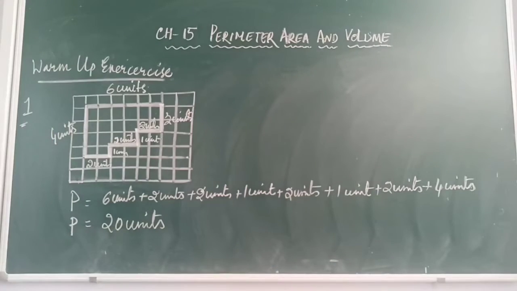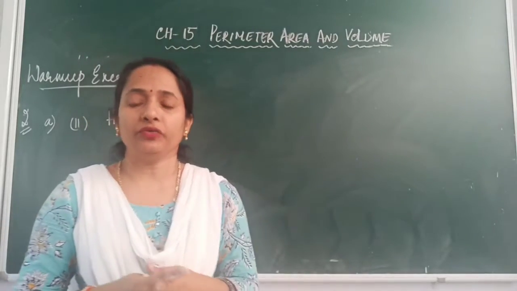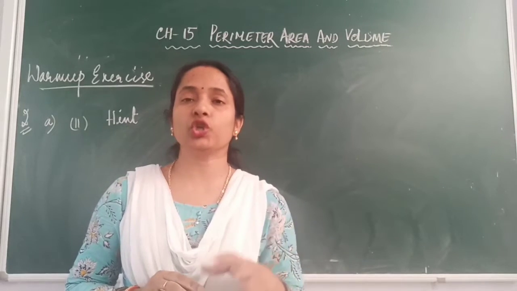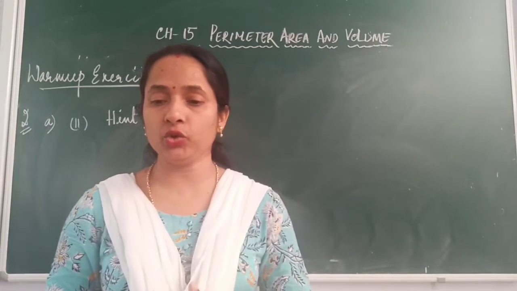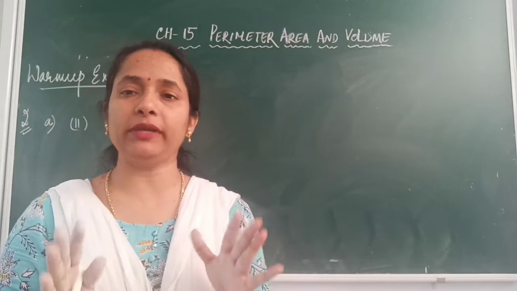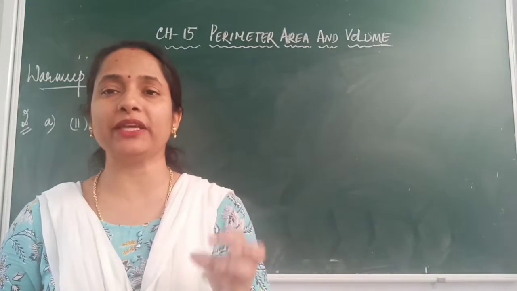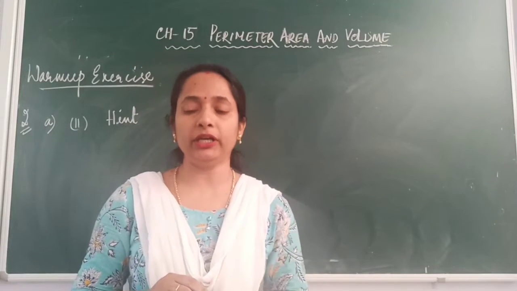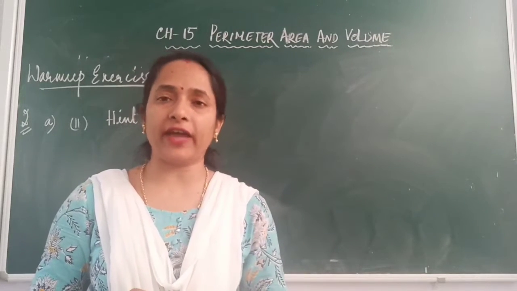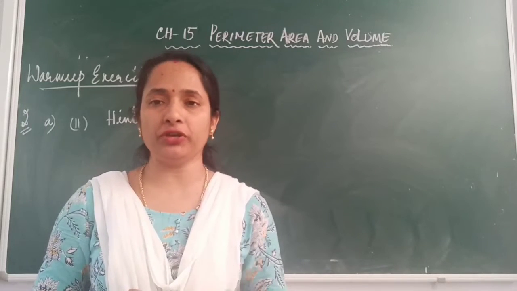Now we have question number 2. In question number 2, you are given a box where you need to fill the table. The table is given to you where some blank spaces are provided. You have to complete the table by putting the right value in it. So how will you fill them?